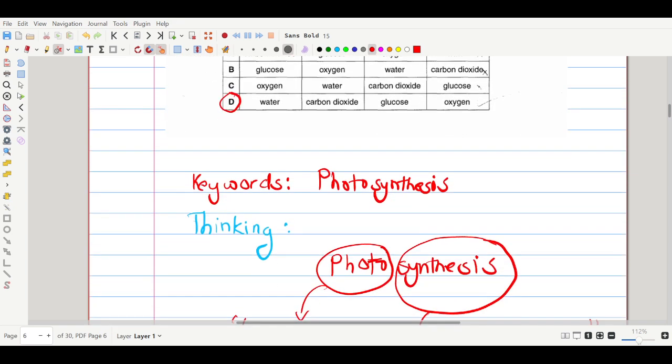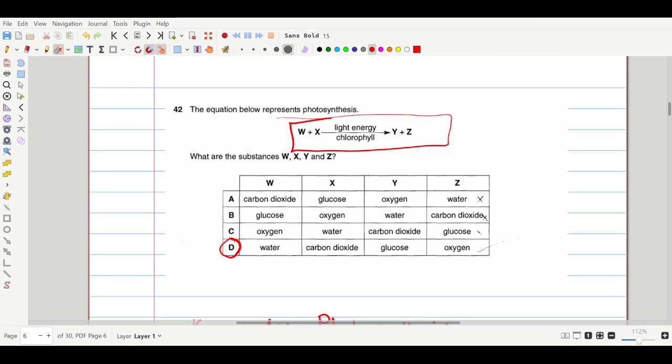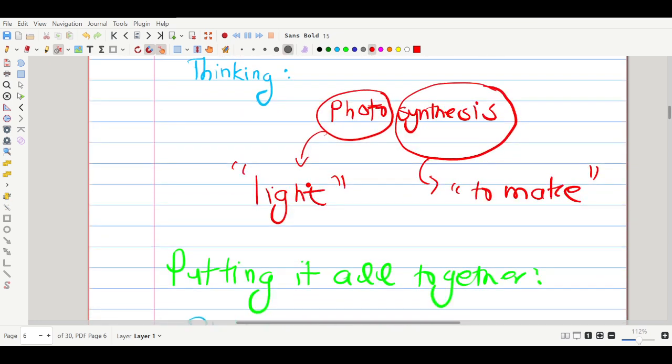As usual, we are going to be breaking down all the keywords in here. This question is largely concerned with photosynthesis, so we are going to break down that word. In photosynthesis, photo means light, synthesis means to make. Photo, think photography, it uses light.